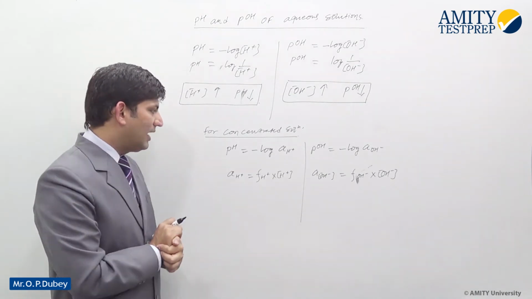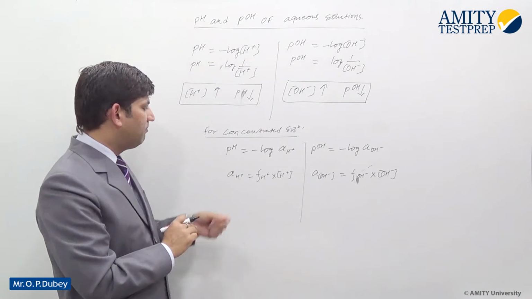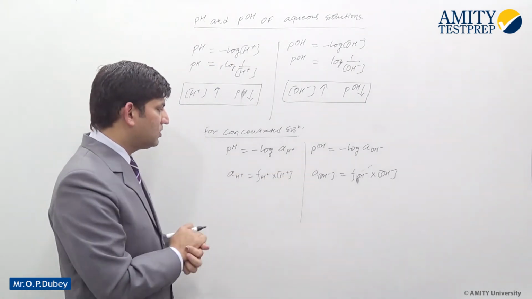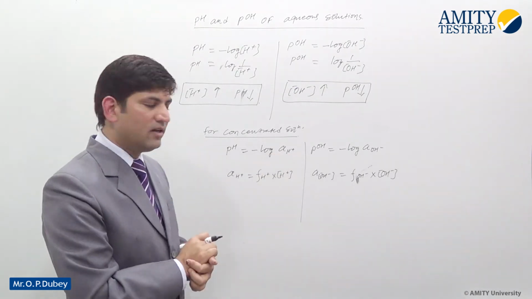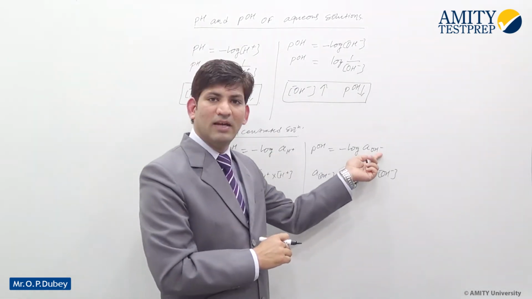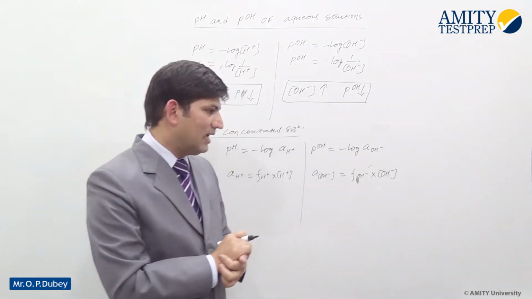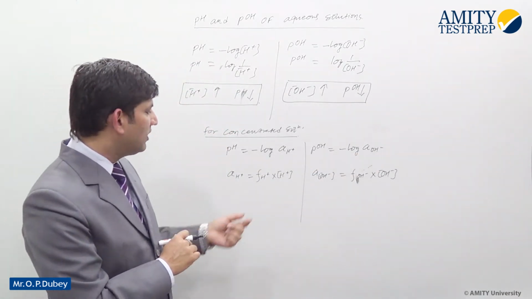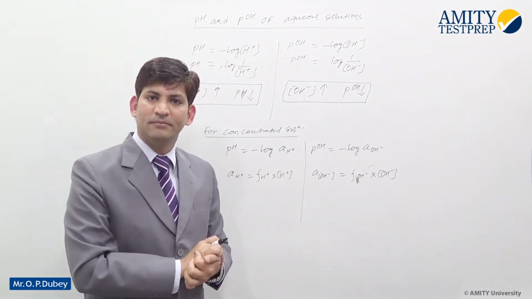But for the highly concentrated solution, pH and pOH of solution is calculated by knowing the activity of H plus ion or the activity of OH minus ion. Activity of H plus ion and the activity of OH minus ion is calculated by knowing the activity coefficient of H plus ion and the OH minus ion.